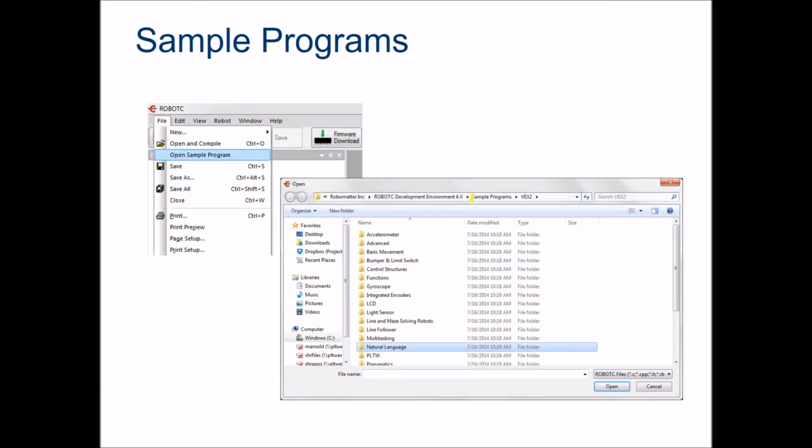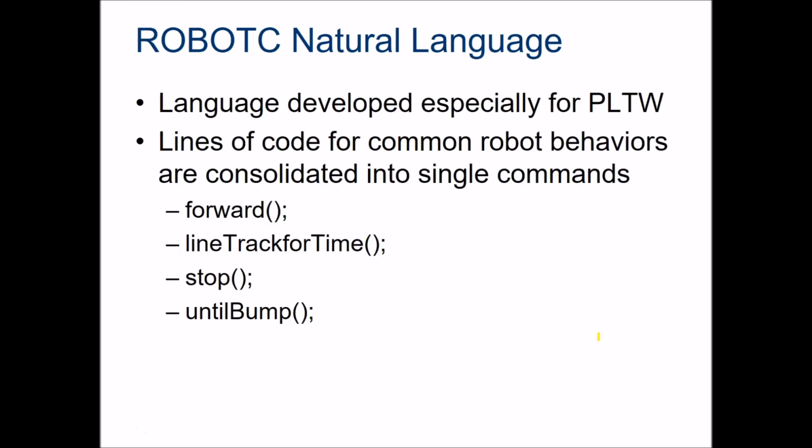Okay, so in the sample programs folder that I've shared with you, you should find the VEX 2.2 folder. Look for natural language. It's been especially developed for us, for PLTW. It combines a whole bunch of common robot behaviors into a single command. So like you could tell the robot to go forward, and it will know what to do. It basically simplifies a lot of what we do, and it makes it, well, more natural.